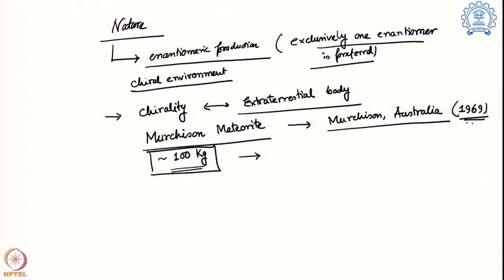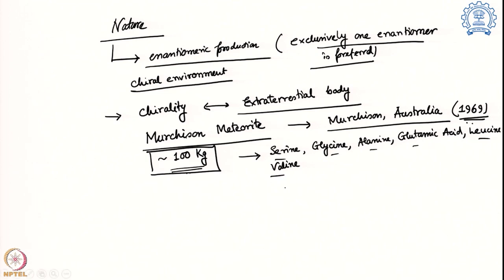So now you will be curious to know what is present in this particular meteorite. Other than the common components like rocks, salts and alums, one important thing comes up: there are a lot of organic chemicals. And what are those organic chemicals present there? Those are serine, glycine, alanine, glutamic acid, leucine, valine. So those are the different amino acids that were found to be present in this meteorite.